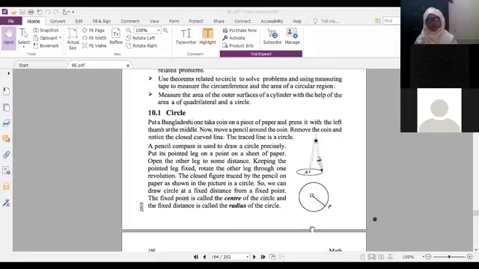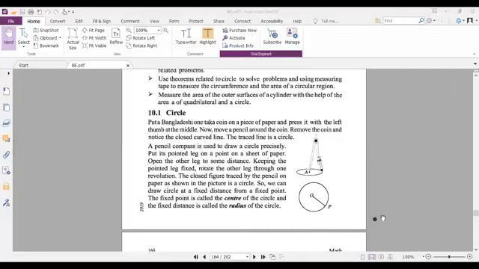Repeat again. A circle is a shape consisting of all points in a plane that are a given distance from a given point. And this point is known as the center. The distance between this given point and the circle is known as the radius.